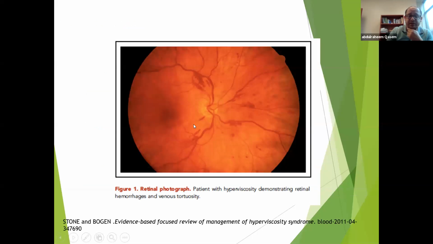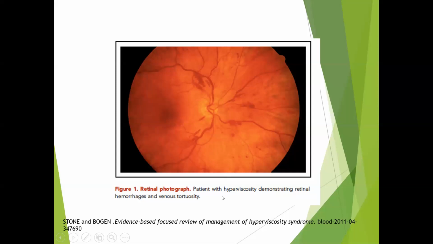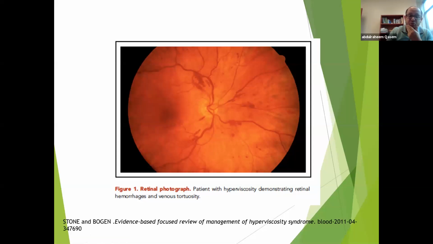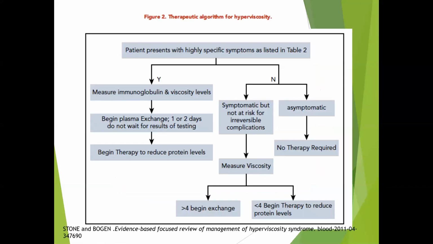In this retinal photograph, you can see multiple hemorrhages here and there due to hyperviscosity. So if you have an ophthalmologist or you know how to use the ophthalmoscope properly, that may be another very important sign that you may look for. The way that we treat hyperviscosity depends on whether the patient is symptomatic or not.